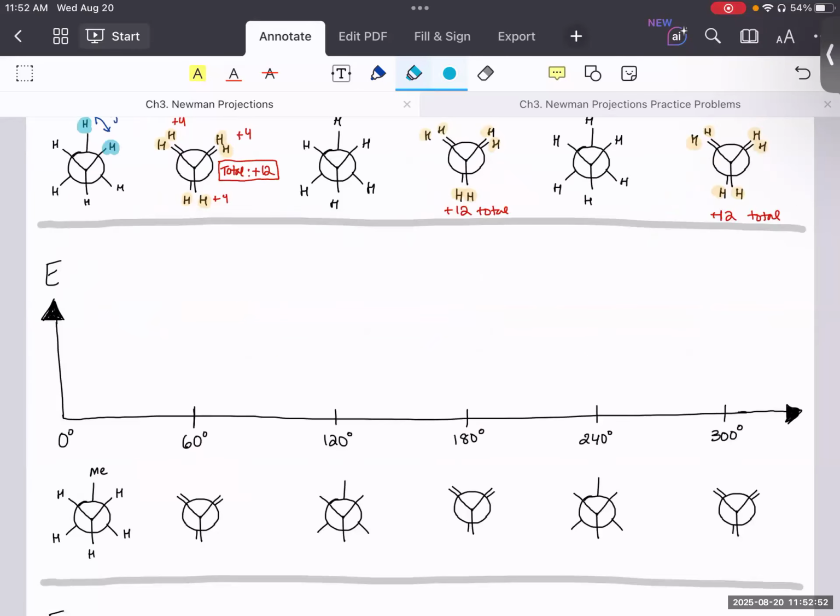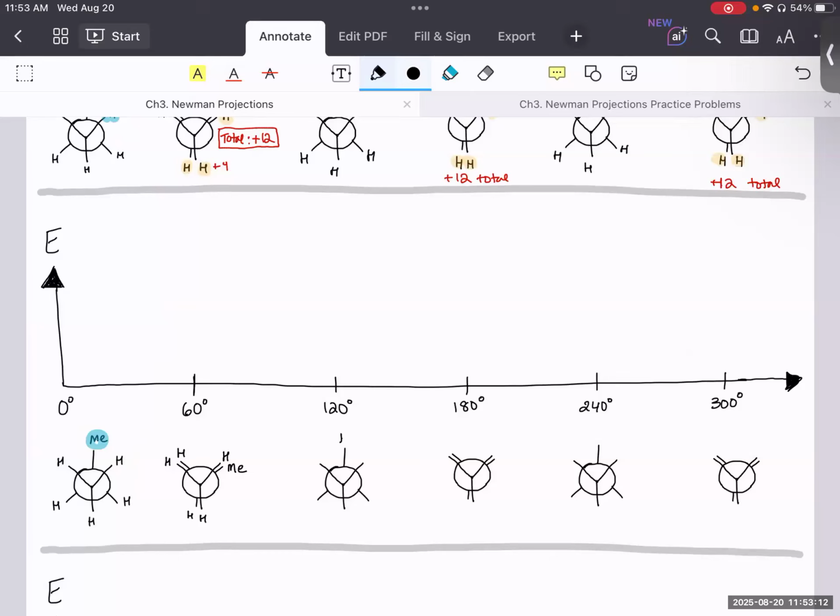So let's move on to propane. In propane, we now have the addition of this methyl group right here on that back carbon. To fill out all of our Newman projections, that front carbon would stay the same with those hydrogens, and we would just rotate that methyl group clockwise by 60 degrees. We should end up with something like this as we fill in all of those Newman projections. We can see that the main difference is that that methyl group is just making its way around the circle.